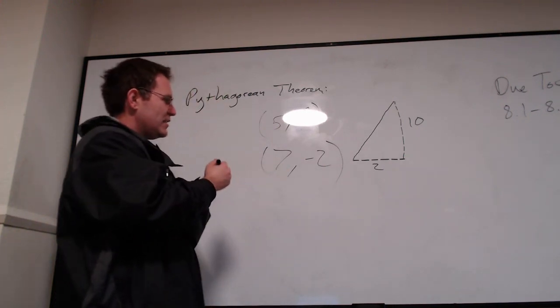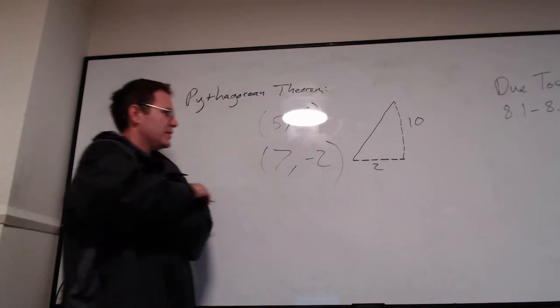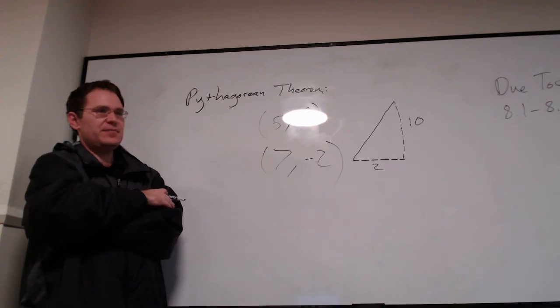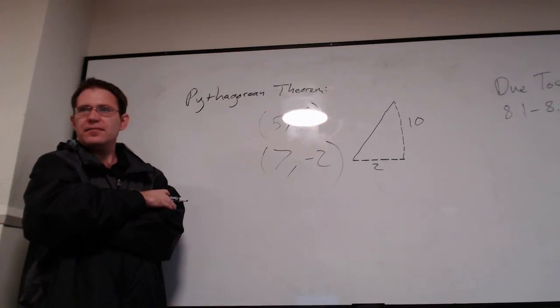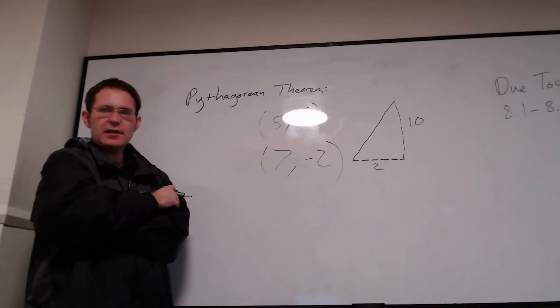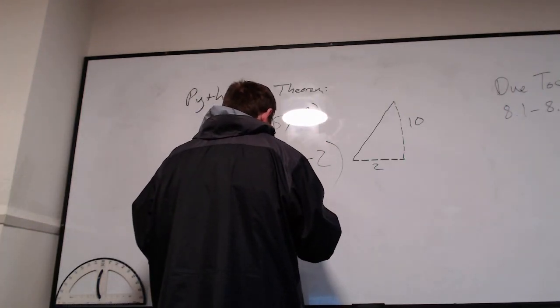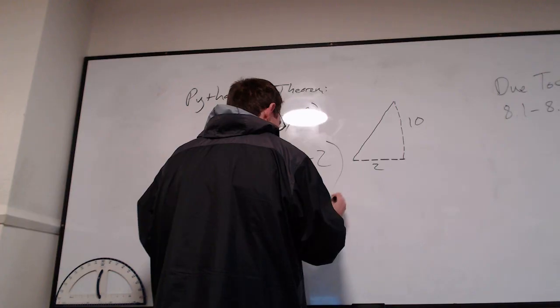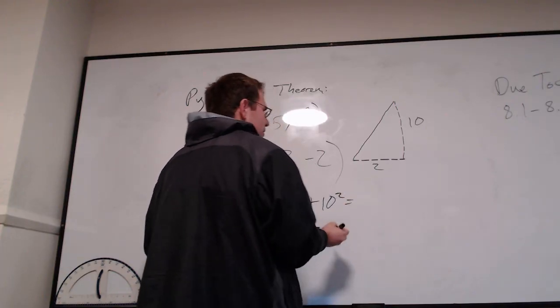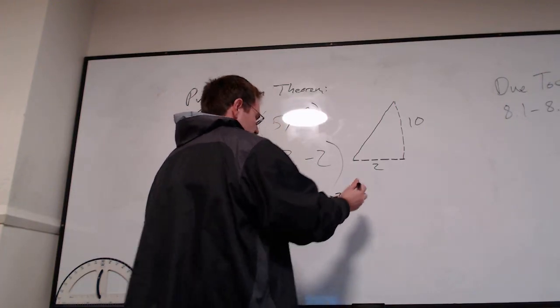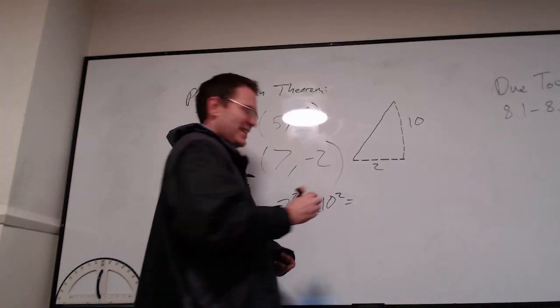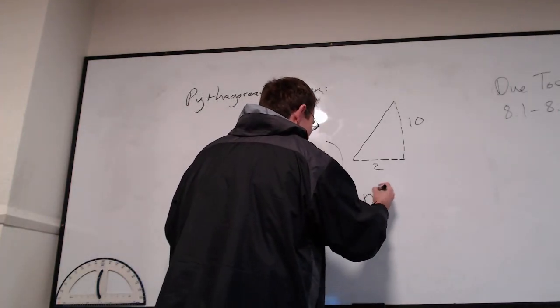So if that's the case, what would my Pythagorean theorem be in this case? 2 squared plus 10 squared. Yeah, exactly, Matthew. So we've got 2 squared plus 10 squared equals question mark squared, or d squared. Yeah, that's what I was gonna say, distance squared.